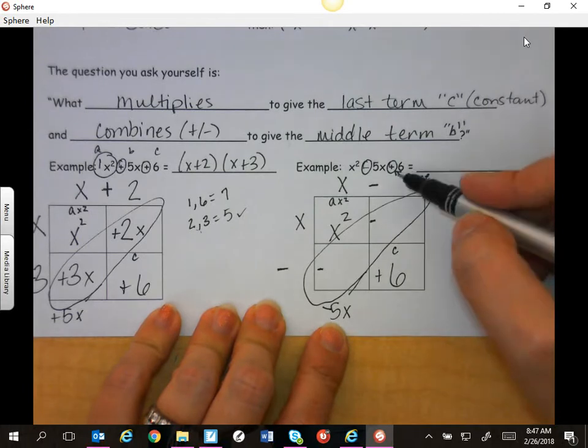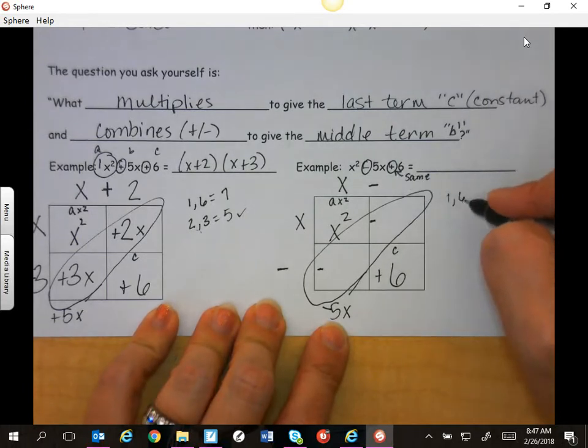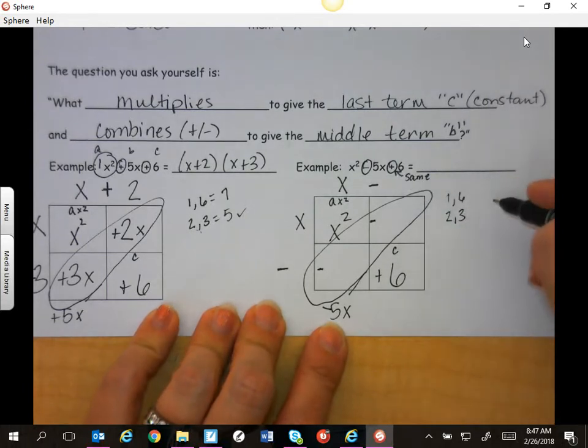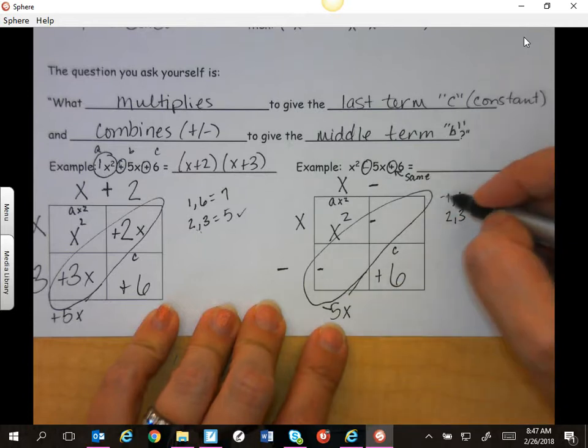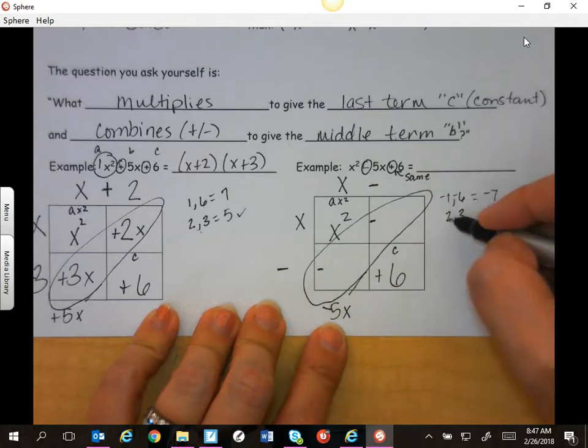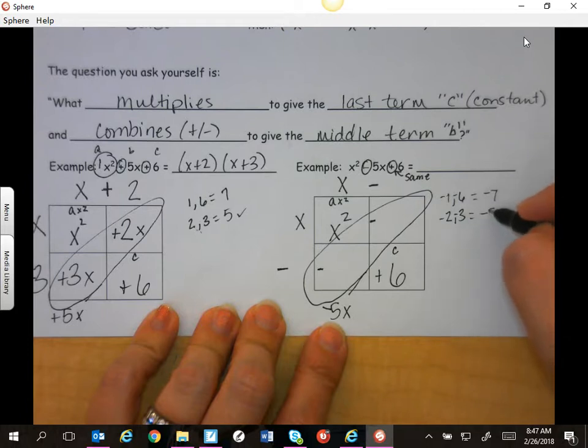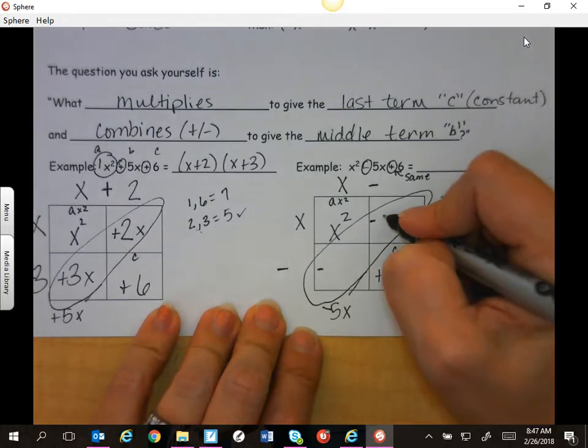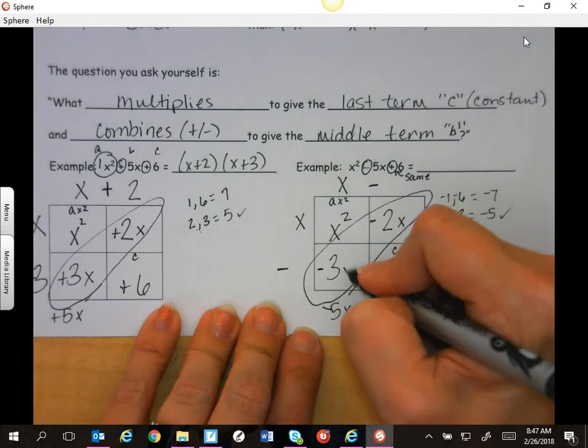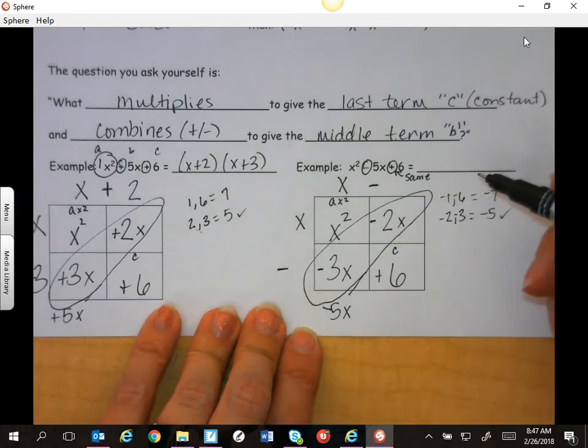So again, what are the factors of 6? 1 and 6 and 2 and 3. And they're both going to be negative. So a negative 1 and a negative 6 is a negative 7. A negative 2 and a negative 3 is a negative 5. Well, that's what we wanted. So this becomes negative 2x, negative 3x, and then we can complete the puzzle.